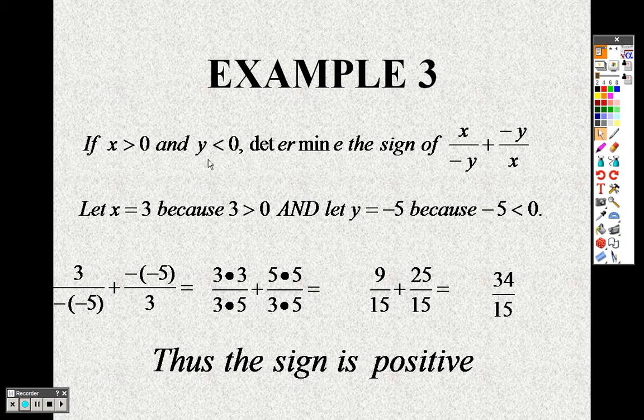So this example helped us figure out that when I add those together, I will get a positive number.